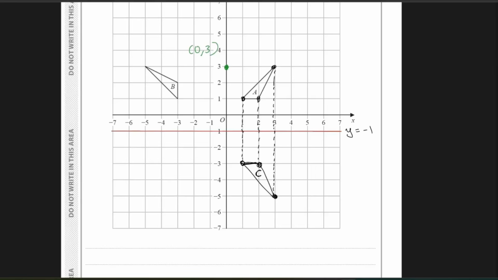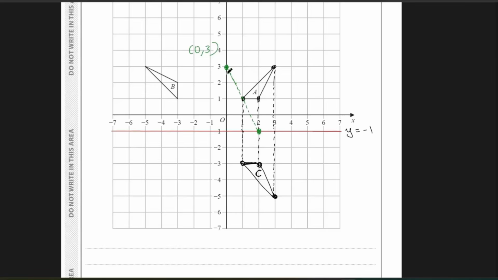We will draw dashed lines from the center to the vertices. So let's start with the first vertex. So this is the first vertex from the center. And because the scale factor is 2, the vertex on the image will be located at a distance twice of this line, 2 times this line. So the image will be located in the same direction, but the distance would be twice as long. So that's the image of the first vertex.